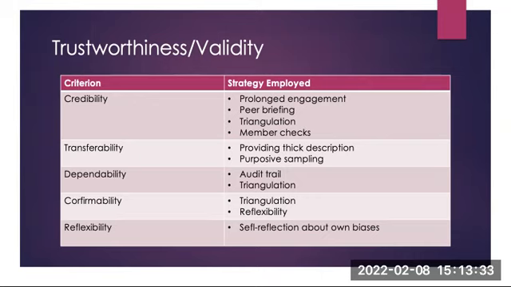Peer debriefing means that another researcher is made part of the study. They review the data to make sure that the first researcher's analyses or conclusions are appropriate. Triangulation refers to using multiple data sources. For example, gathering data at different times of day or the year, collecting data at different sites, or gathering data on different people.